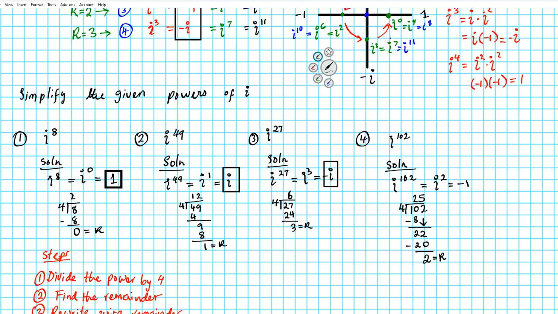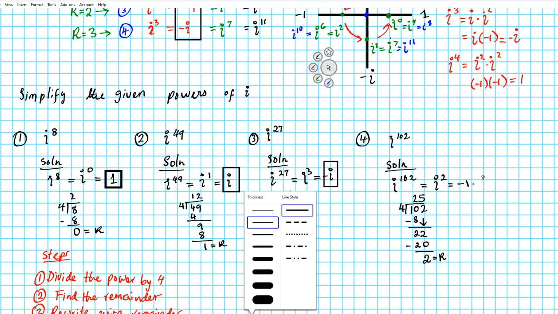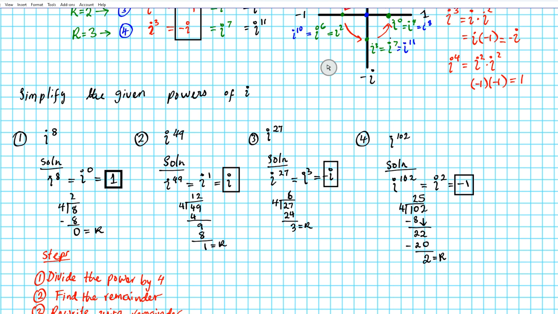So something to keep in mind is that if your power is anything other than 1, you must simplify it. You cannot have a power other than 1 for your i. Okay? There you have it.